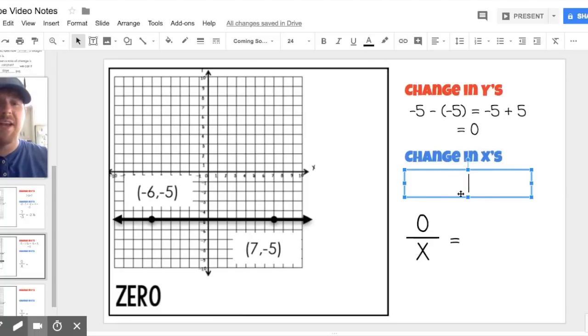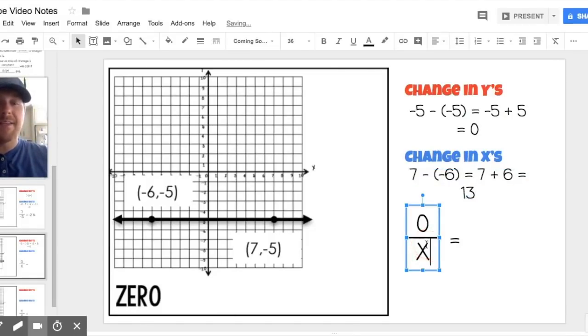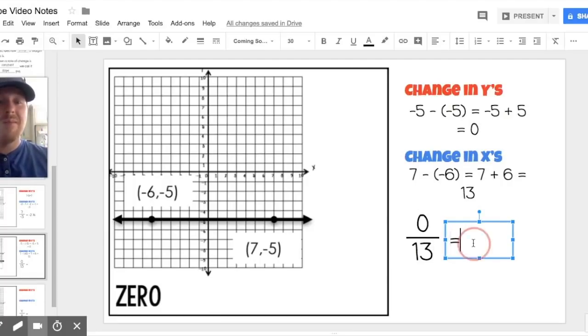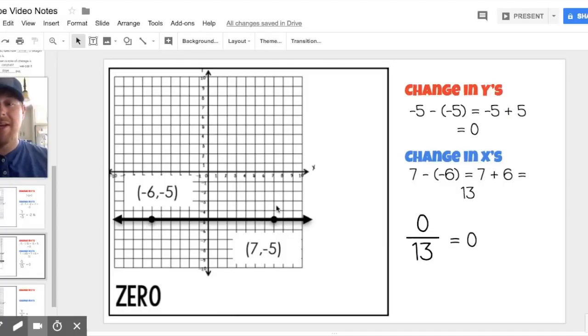Now let's do a change in x. It doesn't matter. I'm going to do 7 minus -6. This becomes 7 plus 6, which is, of course, 13. So our change in x is 13. But if I divide anything into 0, my answer is always 0. So the slope here is 0.